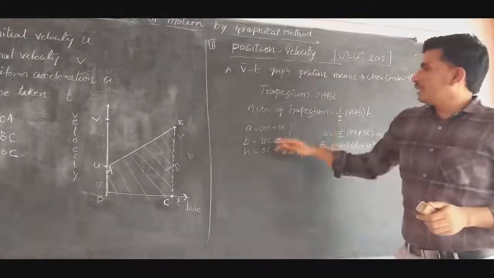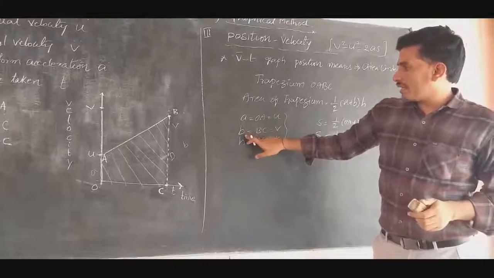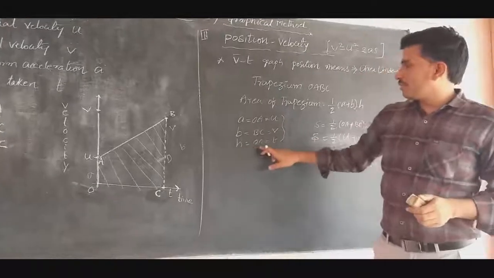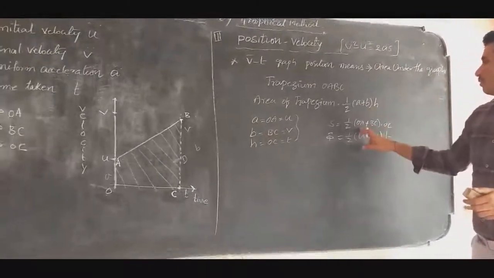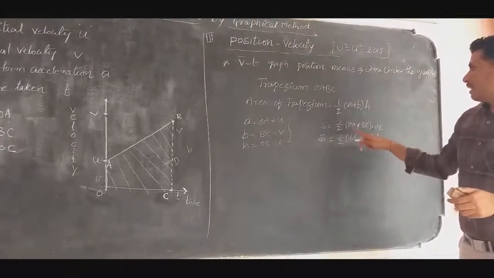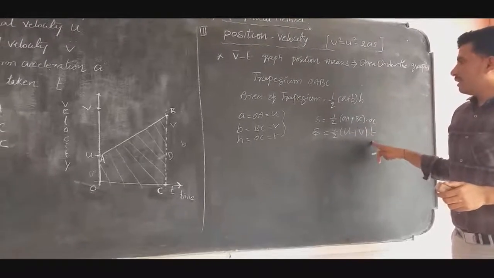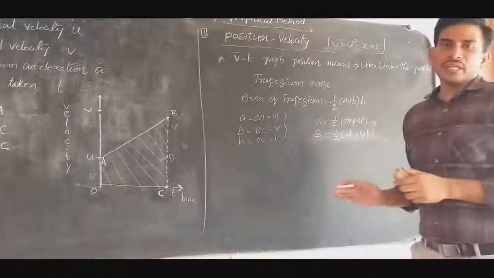That's why A is one of the parallel sides, OA, which is equal to initial velocity. B is another parallel side, which is BC, that is equal to V. And the perpendicular distance between those two, H, which is OC, that is equal to T. I substituted A equals OA, B equals BC, and H equals OC. And OA is nothing but initial velocity, BC means final velocity, and OC is time. Up to here, the second equation and third equation are the same.